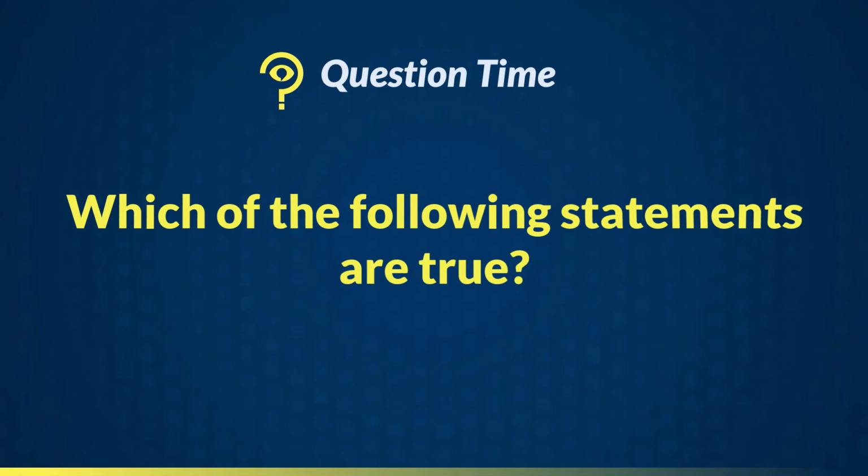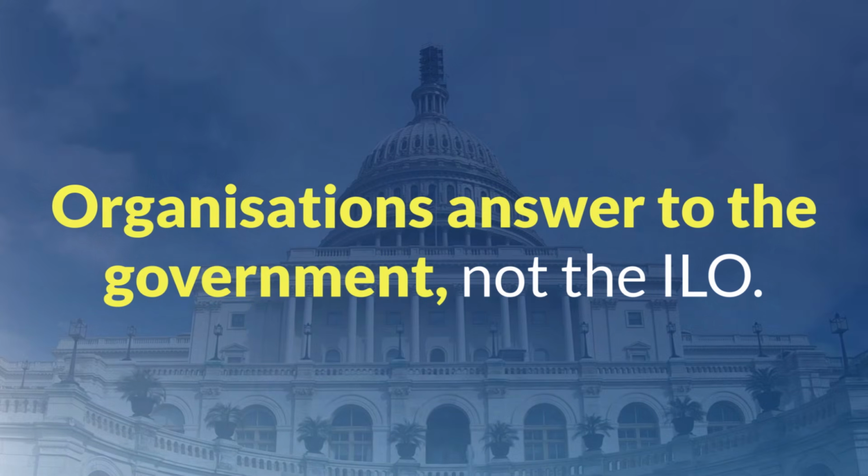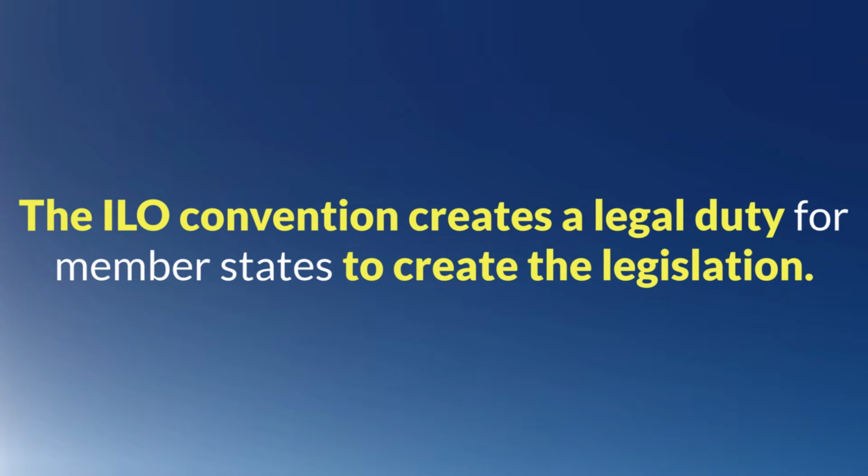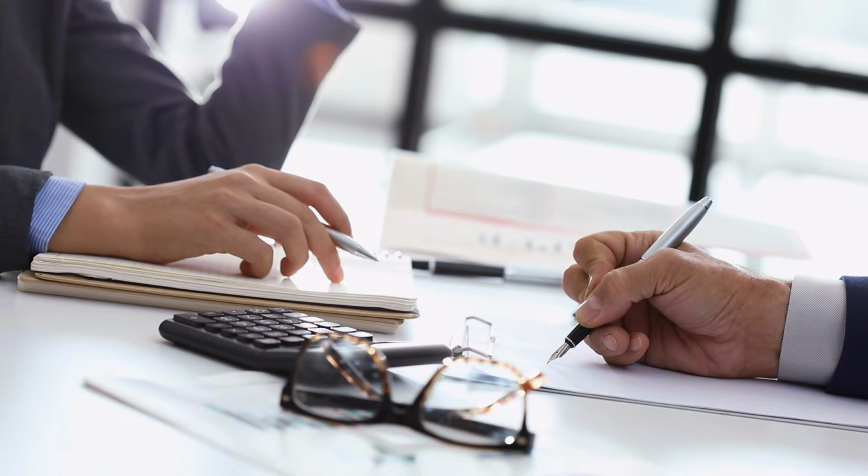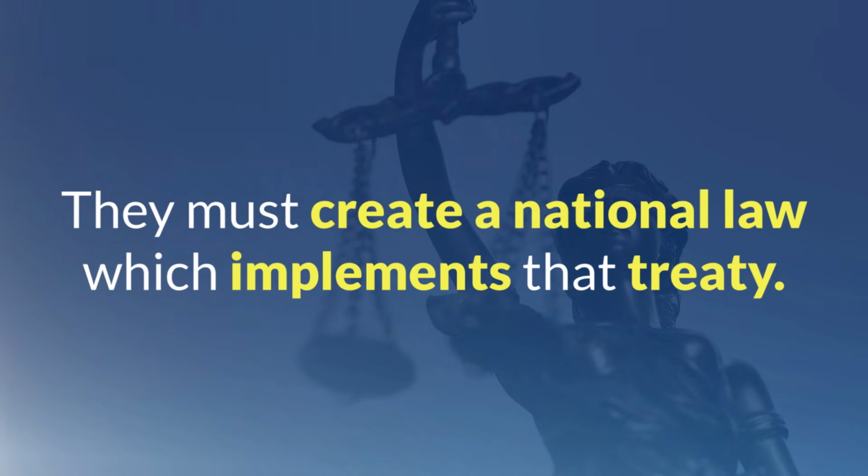So can you remember which of the following statements are true? Right, two of those were correct. So firstly, an international convention does not create a legal duty which applies to an organization. Organizations answer to the national government, not the ILO. What the convention does is create a legal duty for member states to create the legislation. So if the member state has signed it and agreed to comply with the international treaty, they must create a national law which implements that treaty.